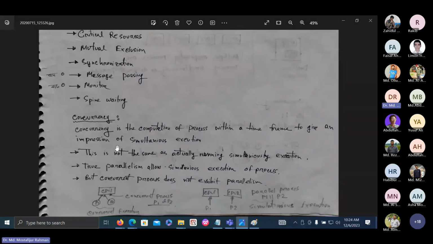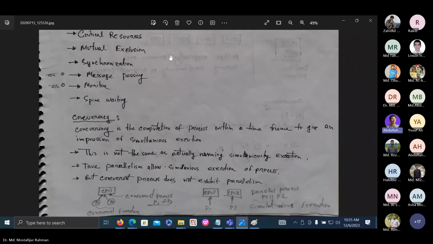Sir, I have one question: when do we use message passing instead of semaphore or instead of mutual exclusion? The mechanisms, just now I said, for synchronization, there are many mechanisms. Either mutual exclusion, or message passing, or monitor. And there are some more. You can see other books, different books.